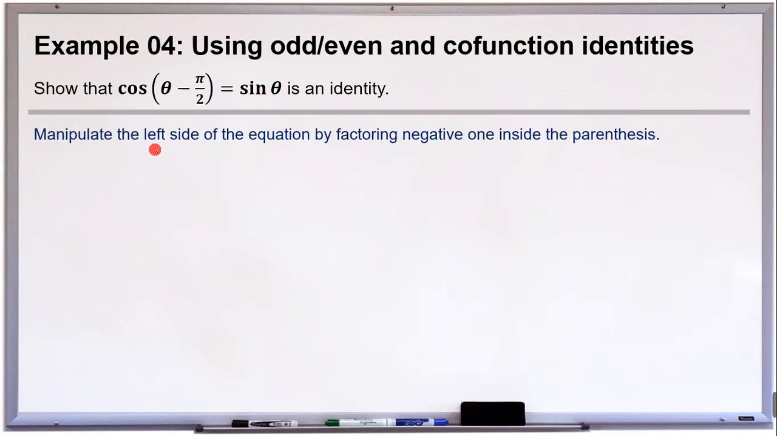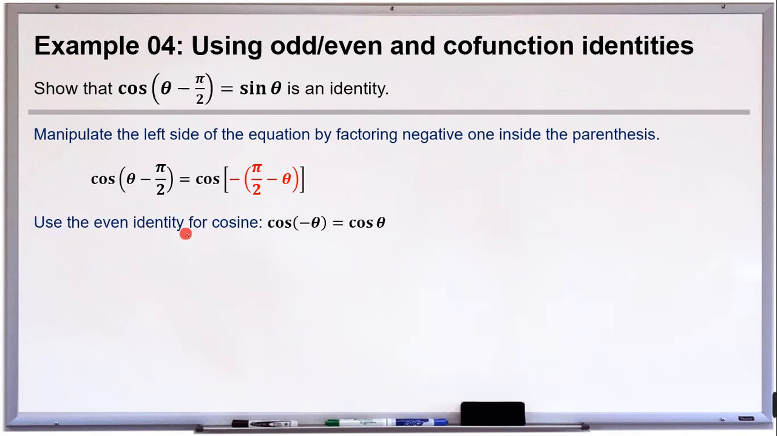Okay, we are going to manipulate the left side of the equation by factoring -1 inside the parentheses. So this one right here. We do this so that we can get the cofunction of the angle theta. So the cosine of theta minus pi over 2 can also be rewritten as cosine of the negative. So we factor the negative. What's left is positive pi over 2 and the negative of the theta.